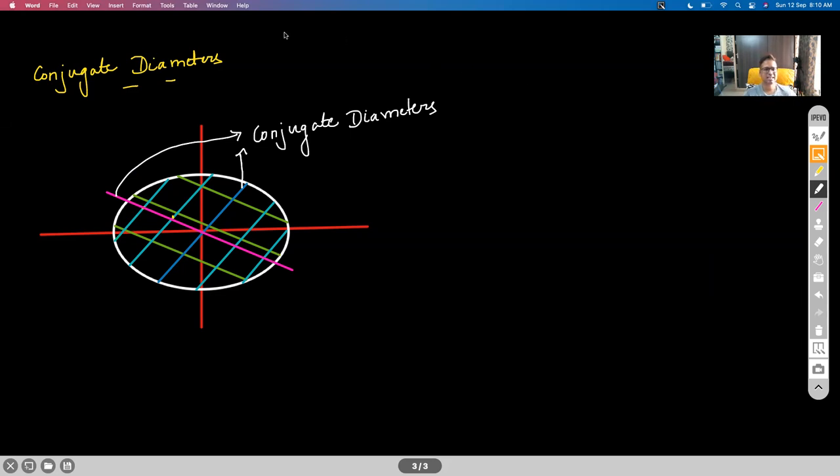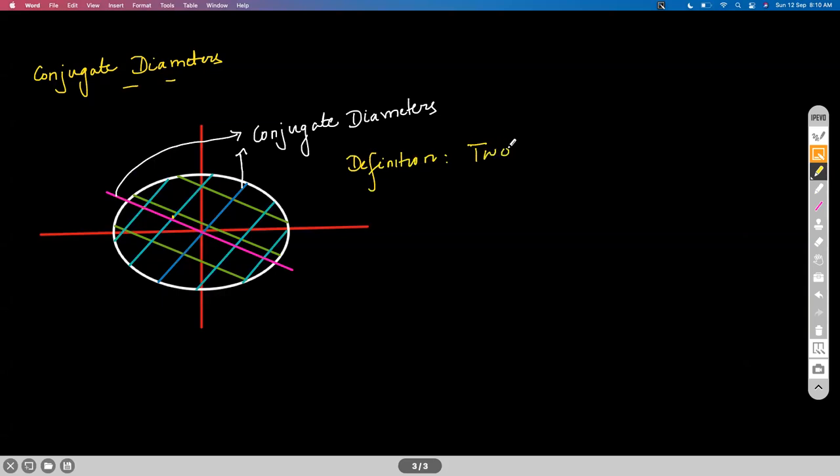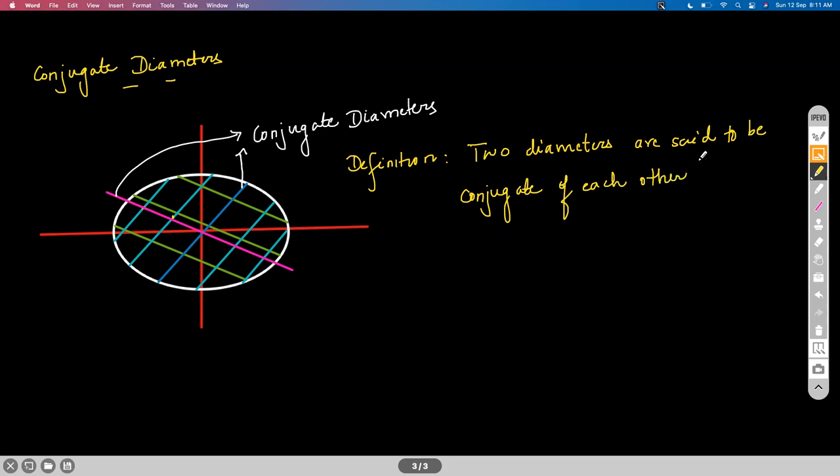Okay. So let me write down the definition of it, maybe from the definition we get a clearer idea. So what are conjugate diameters? The definition of conjugate diameters is: two diameters are said to be conjugate of each other when each bisects all chords parallel to the other.